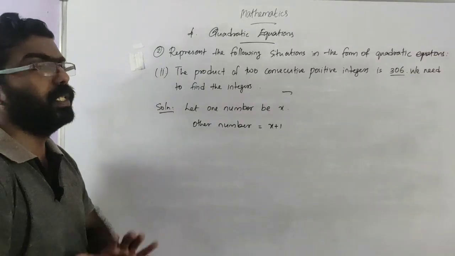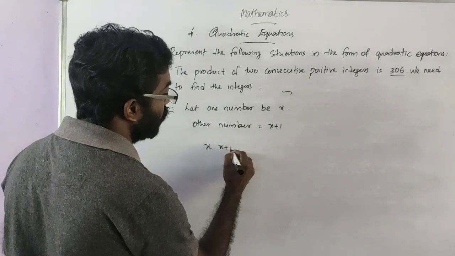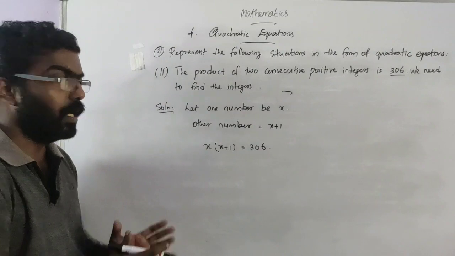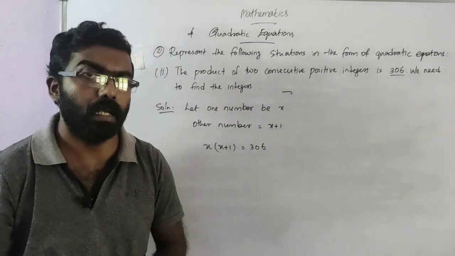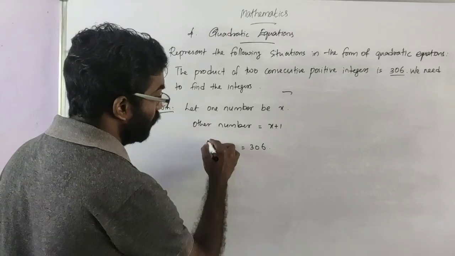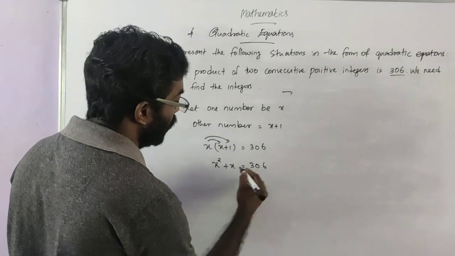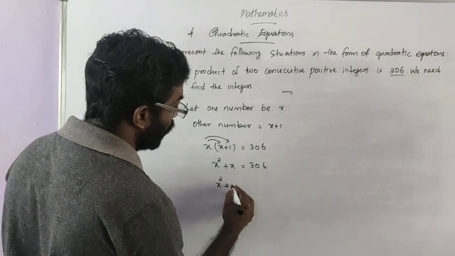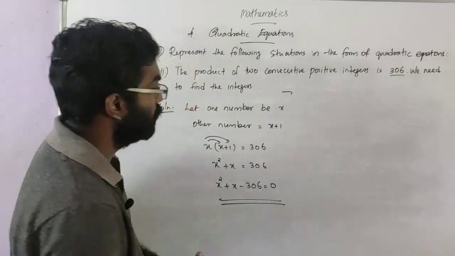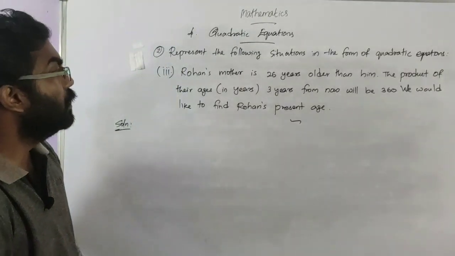Then the product of these two numbers gives 306. According to the question, we can write x into x plus 1 is equal to 306. Now we can multiply. x into x is x square. Then x into 1 is x, which is equal to 306. Or we can write x square plus x minus 306 is equal to 0. Okay. Now we move on to question number 3.